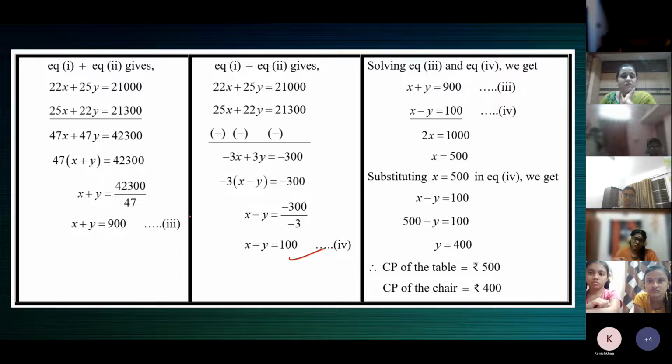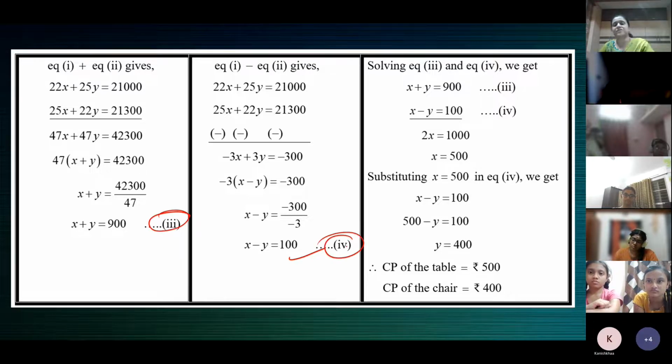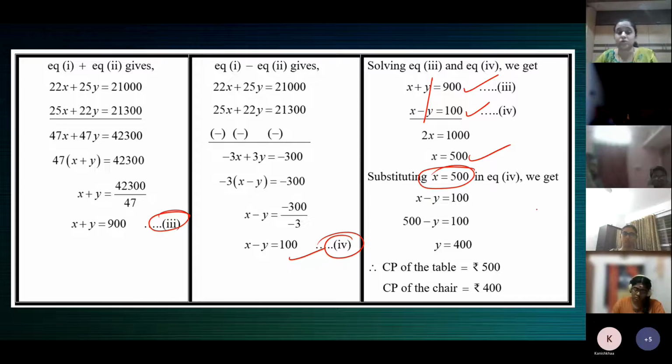Now solve equations 3 and 4 to find the values of x and y. X plus y is equal to 900. X minus y is equal to 100. Solve these two equations. 2x is equal to 1000. X is 500. Then substitute the value of x in equation 3 or 4. You can also put it in 1 or 2. Get the same answer.